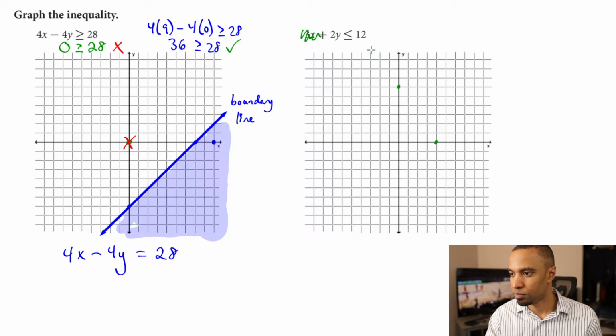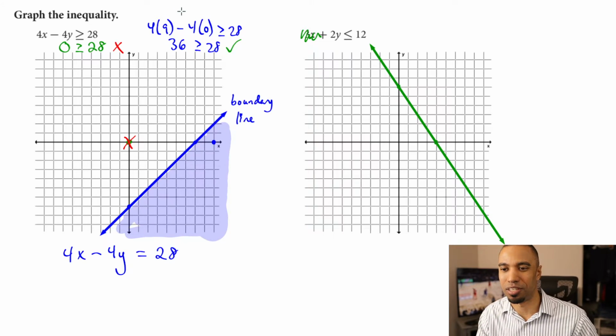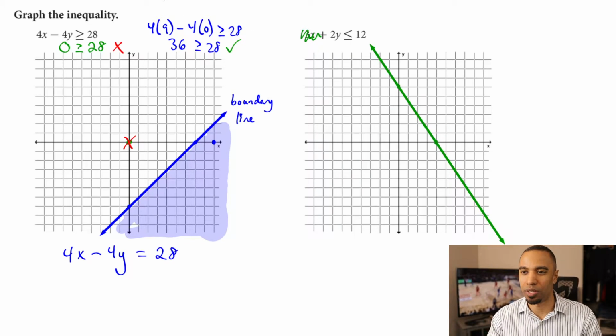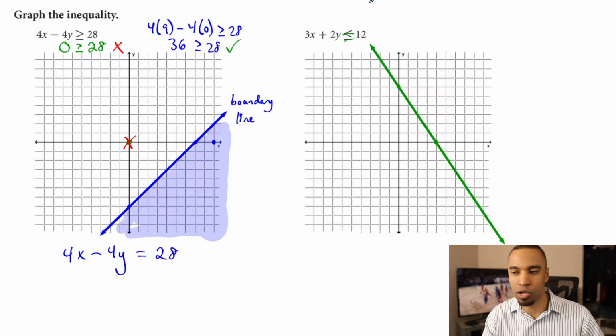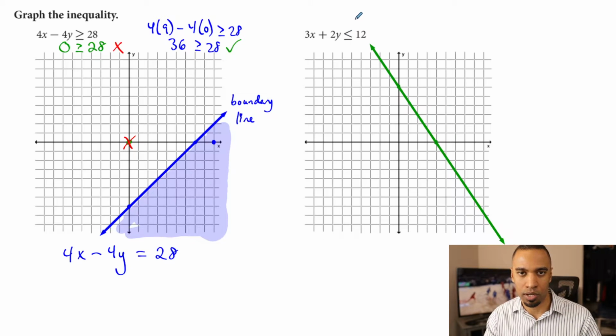There we go. Sorry, I have to kind of get it perfect, otherwise it doesn't work. All right, so that's my boundary line for this one as well. Okay, so let's repeat what we did last time. This is the boundary line. I graphed it as if it was equal to. Now we're going to talk about less than or equal to.